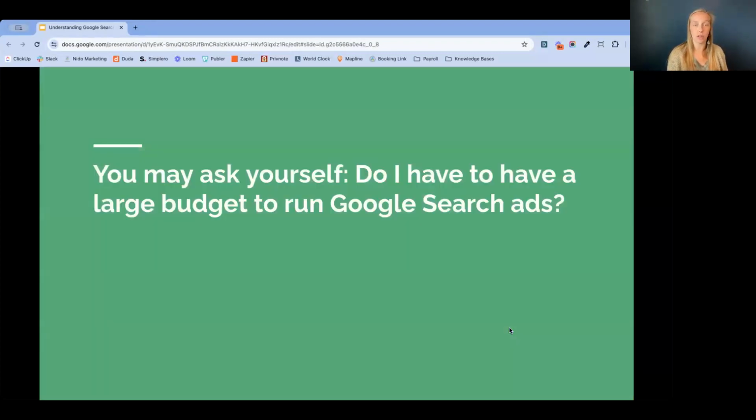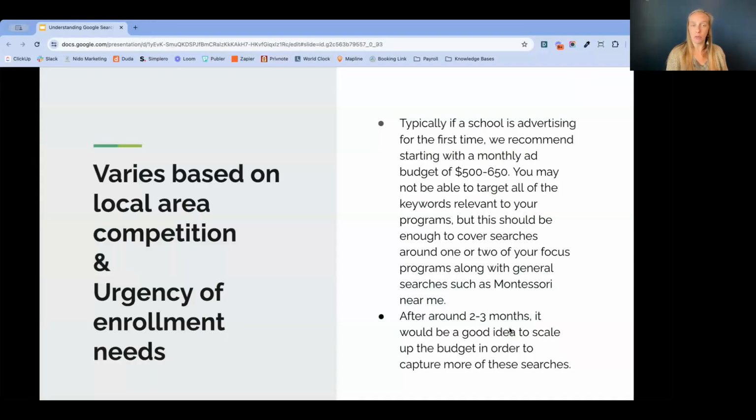So how much do these cost? You may want to ask yourself, do I have to have a large budget to run Google search ads? Generally, no. Typically we're looking at about $500 if you're new to running them, all the way up to $2,000 if you've been running them for a while or if you're in a very populated area. So it varies a lot. It varies based on your local area competition, meaning your location, and also your urgency of enrollment needs. If you need a lot of enrollments quickly, you're going to want a higher budget.